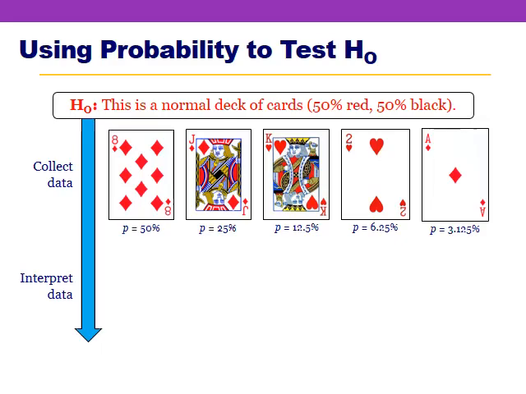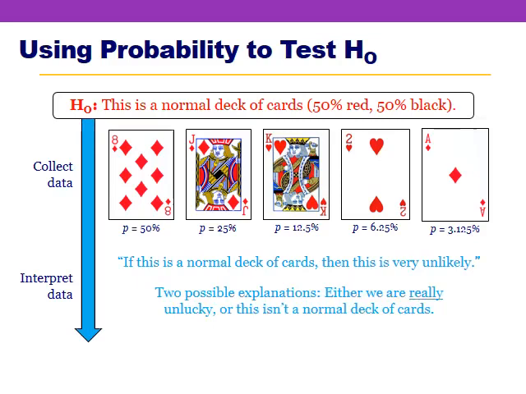So at some point you had to make a decision. Either this is a normal deck of cards or it isn't. In other words, you all thought to yourselves, if in fact this is a normal deck of cards, then what just happened is really, really unlikely to happen. It's not impossible, but it's really, really unlikely to happen. So one of two things has to be happening here. Either we just got extremely unlucky, or this isn't a normal deck of cards.